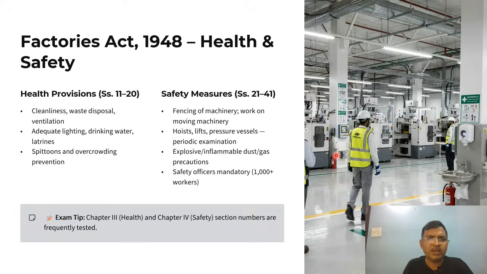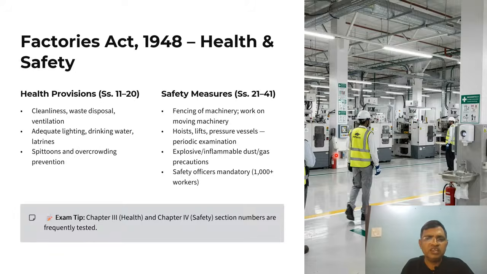Then Factories Act 1948, health and safety. Sections 11 to 20 cover health: cleanliness, waste disposal, and ventilation should be there. Then adequate lighting and drinking water, and latrine facilities should be there. Then spittoons and overcrowding prevention should be there. These are the health provisions as per the Factories Act 1948.